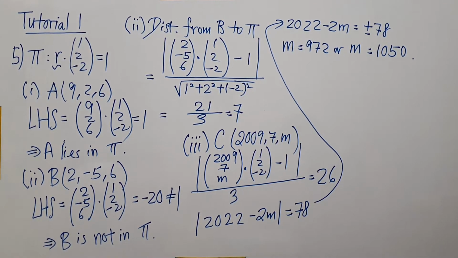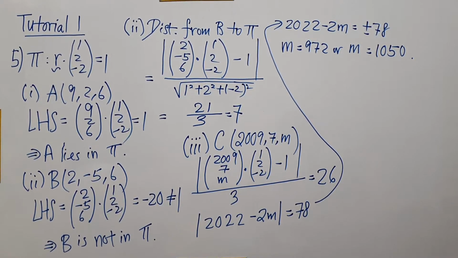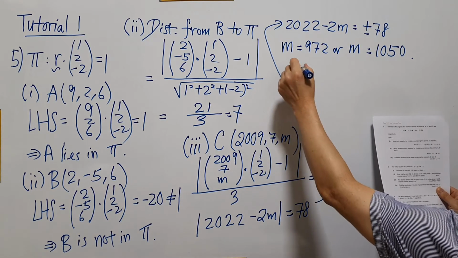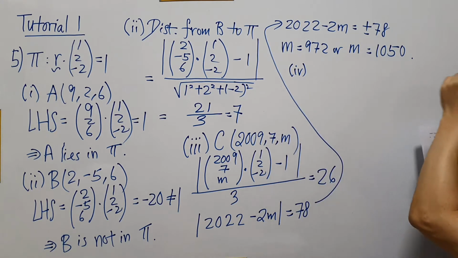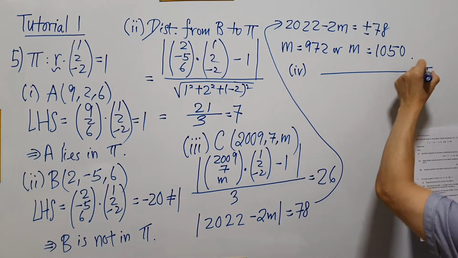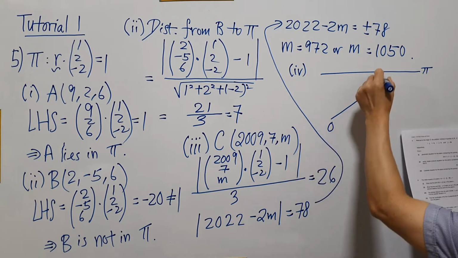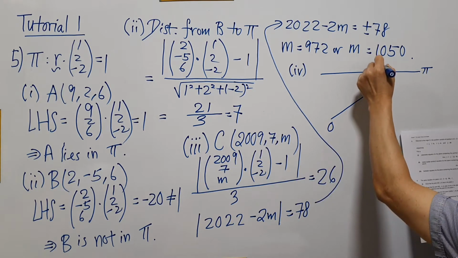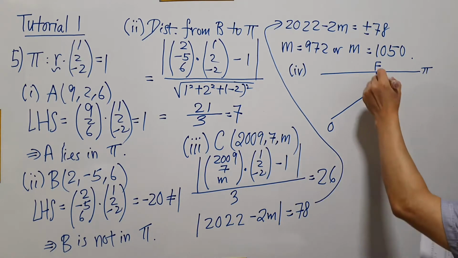And then in part 4, you're asked to find the foot of perpendicular from the point D to the plane. So in part 4, you want to find the foot of perpendicular from a point D to the plane. This is the plane pi. This is the point D. This is origin O. This is the foot of perpendicular. So you want to find the foot of perpendicular, means you want to find this vector.